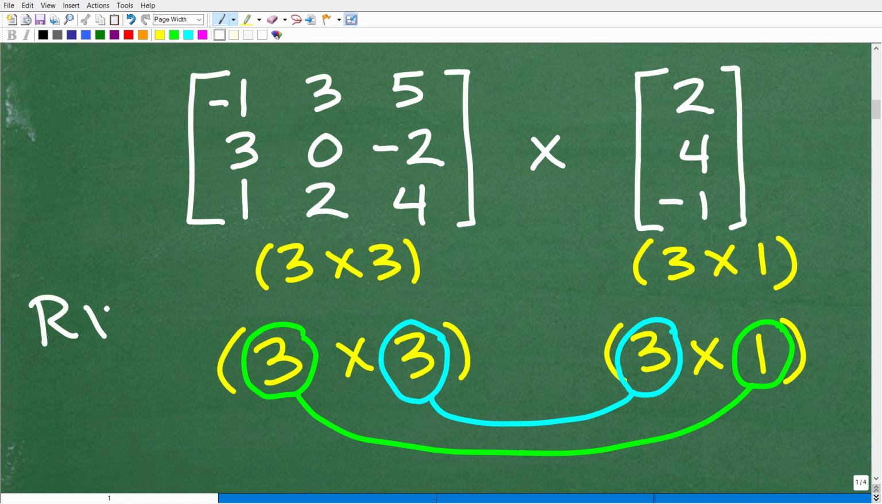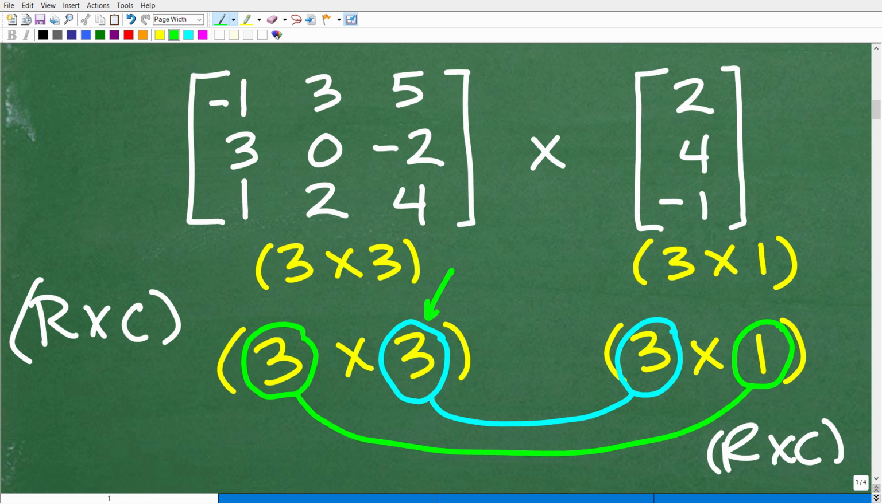So remember, the size of a matrix is rows and columns. Here's the condition that has to be met when you want to multiply two matrices. If I want to multiply this 3 by 3 by this 3 by 1, we have to look at the column of the first. In this case it's 3. And we have to see if it's the same value as the row of the second. So this is a 3 by 1, this is a 3 by 3, so we're comparing this number and this number right here. This is really important.